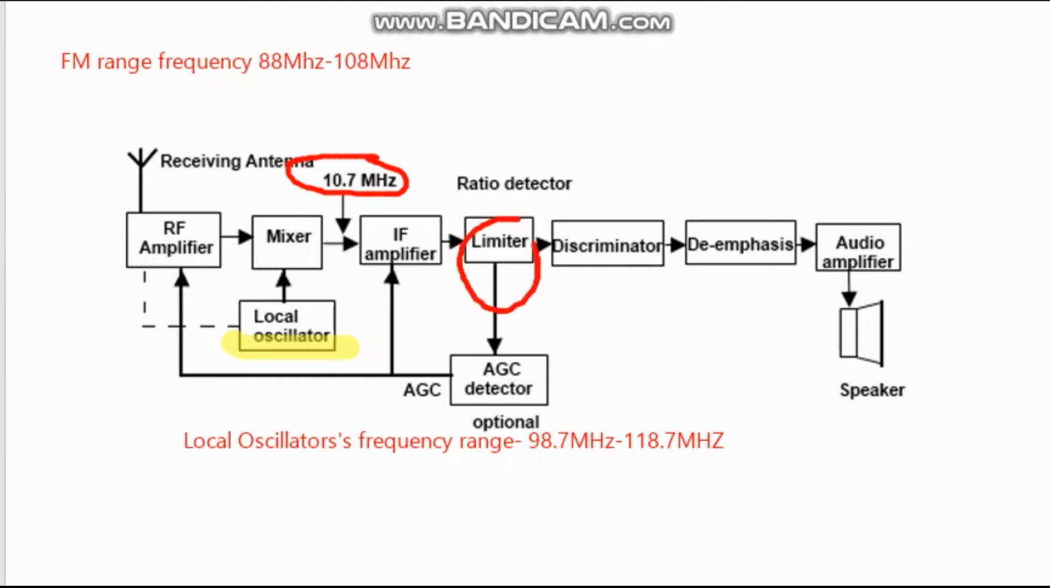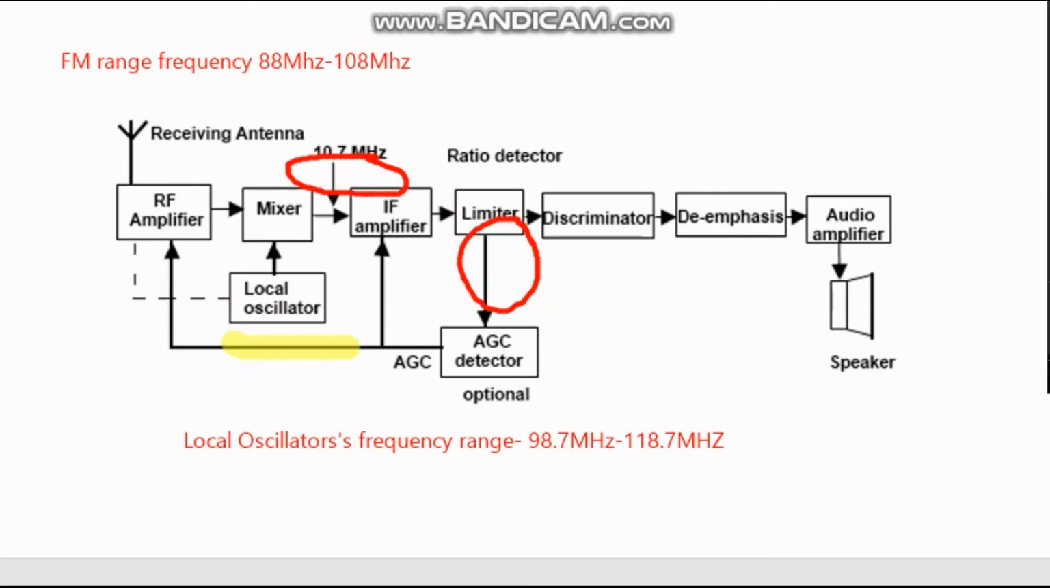limiter. So ang function ng limiter is to avoid the amplitude variations or the increase and decrease of the amplitude. So it is unnecessary kasi amplitude modulation. So pag nangyari yon, magkakaroon tayo ng distortions and undesired noises. So the next stage after the limiter is the discriminator.